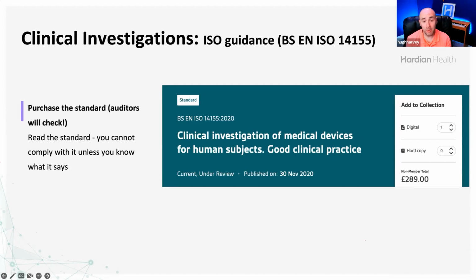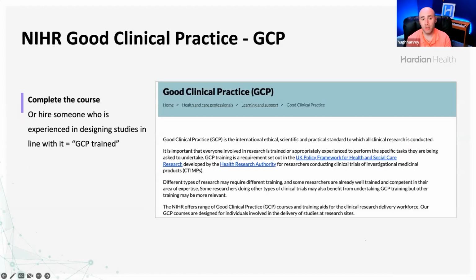You can also do GCP courses. There's many institutes that will train you in GCP. And typically this might be your chief clinical officer, your chief safety officer, or your chief medical officer in your business or company. Or hire someone externally who is experienced in designing studies and can work within this GCP framework. You are very unlikely to get ethical approval unless you have someone who is demonstrably trained in GCP.